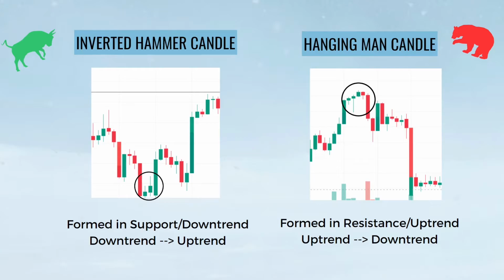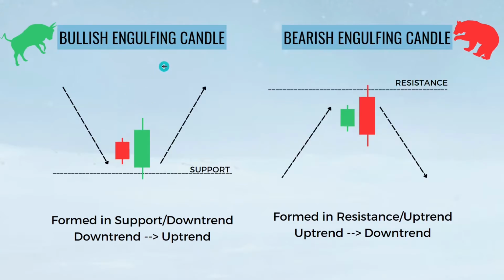Let's move on to the next pattern, bullish engulfing and bearish engulfing. So bullish engulfing is basically a bullish candle, and bearish engulfing is basically a bearish candle. Let's see how it works. Engulfing is the term we use to say something that is engulfed, overshadowed or overdominated.